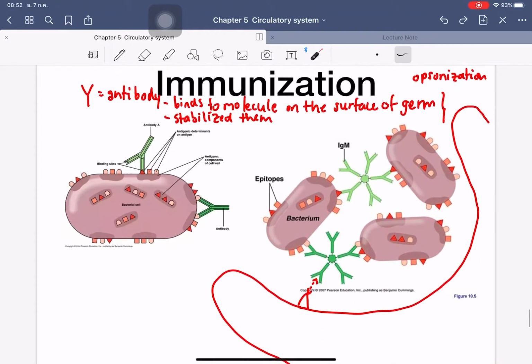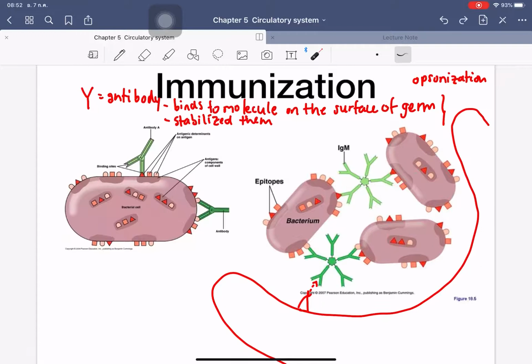So when the antibody binds with the bacteria like this, the bacteria cannot spread throughout your body. It is restricted to a specific area. It means the antibody is used to stabilize them, so they cannot infect other cells.